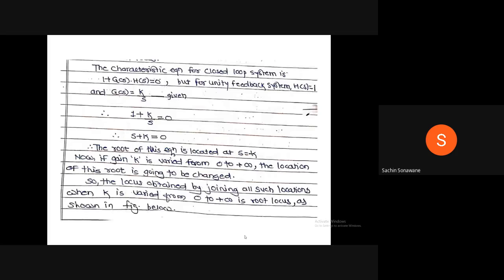For example, consider a unity feedback system with G(S) equal to K divided by S, to obtain its root locus. The characteristic equation for the closed loop system is 1 plus G(S)H(S) is equal to 0, but for a unity feedback system, H(S) is equal to 1. Therefore, G(S) is equal to K divided by S, as given. Therefore, 1 plus K divided by S is equal to 0. Therefore, S plus K is equal to 0. Therefore, the root of this equation is located at S is equal to minus K. Now, if gain K is varied from 0 to plus infinity, the location of this root is going to change. So, the locus obtained by joining all such locations when K is varied from 0 to plus infinity is the root locus, as shown in the figure below.